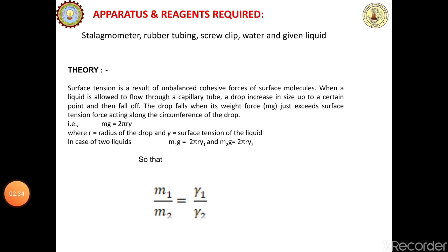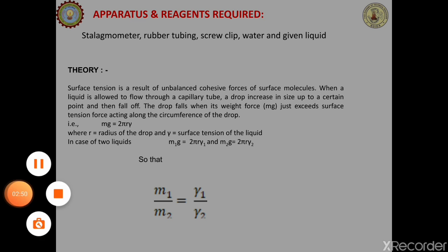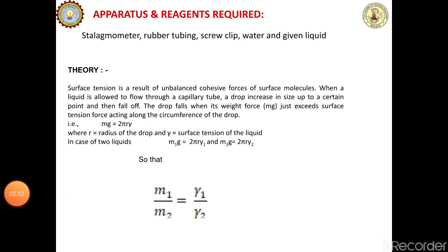So, surface tension is a result of unbalanced cohesive forces of surface molecules. When a liquid is allowed to flow through a capillary tube, a drop increases in size up to a certain point and then falls off. Here we measure the surface tension by the drop volume method. So that is the stalagmometric method.